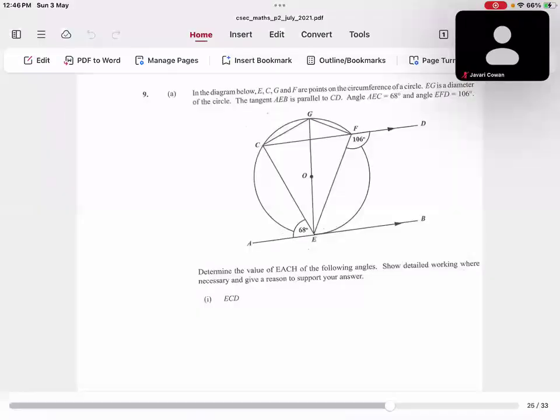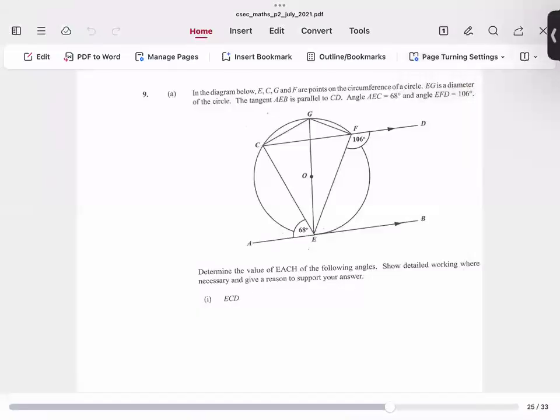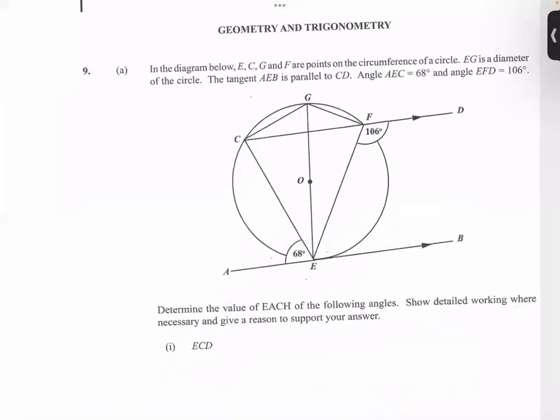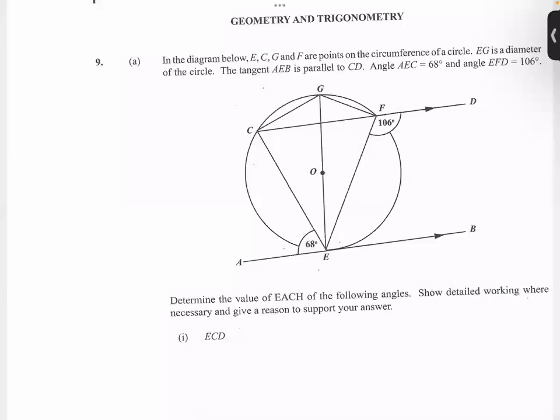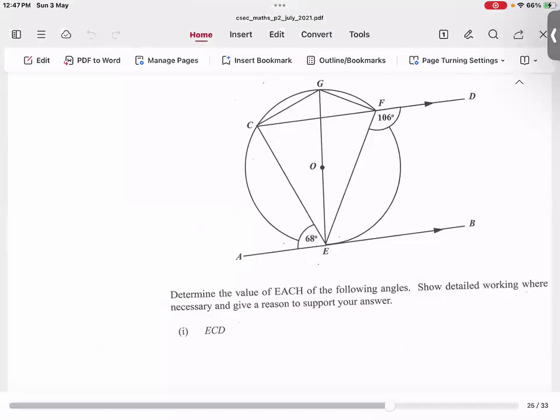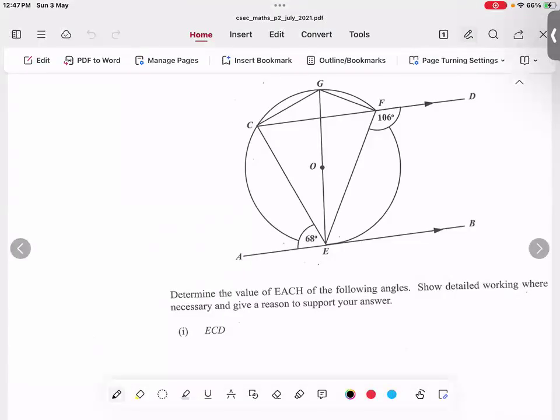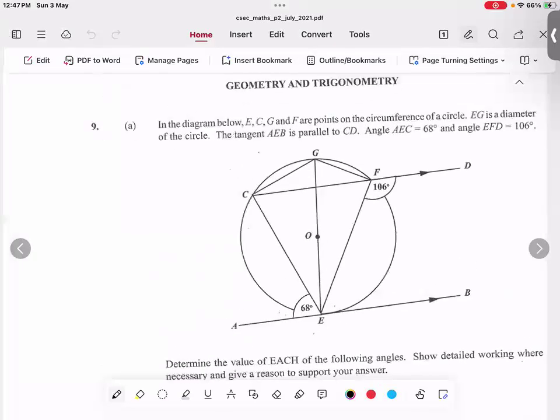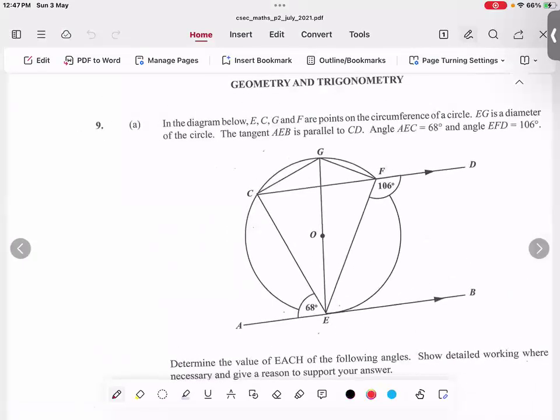All right, so we're going to pick up from here. Geometry and trigonometry. All right, let's get into it. In the diagram below, E, C, G, and F are points on the circumference of a circle. That sentence is a well-renowned sentence. This part here, I need you guys to make sure you look out for it.